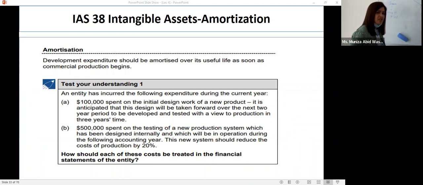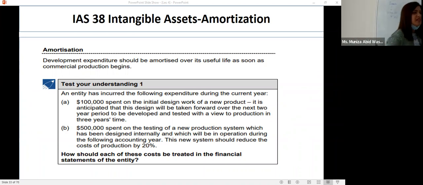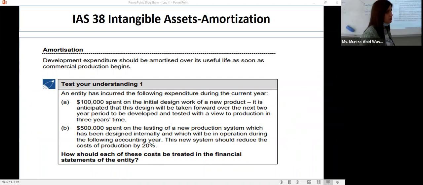Amortization. What is an amortization? Amortization is similar to the depreciation. And we are going to take amortization in our statement of profit or loss. Similarly to the depreciation. What is the formula of amortization? Cost divided by estimated useful life of the asset. Amortization will be taken only for the intangible assets with the definite useful life.